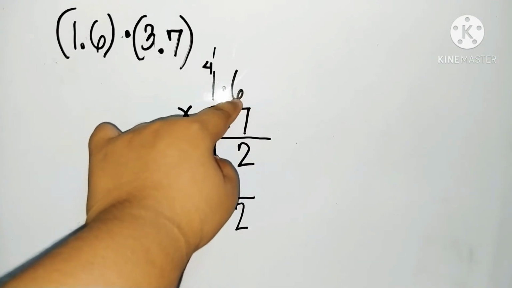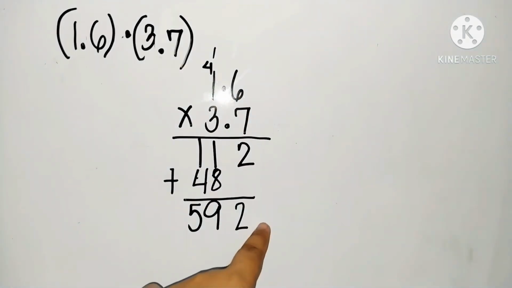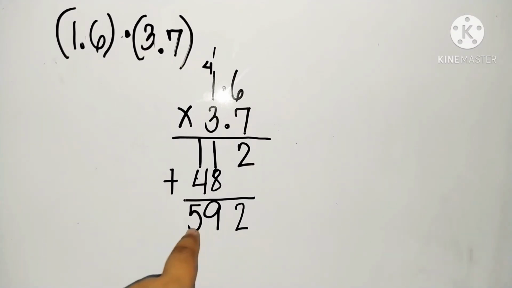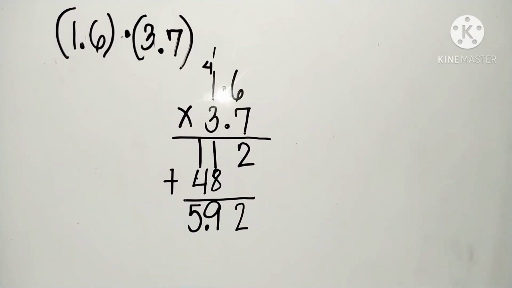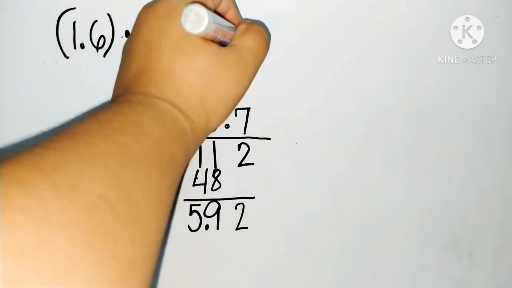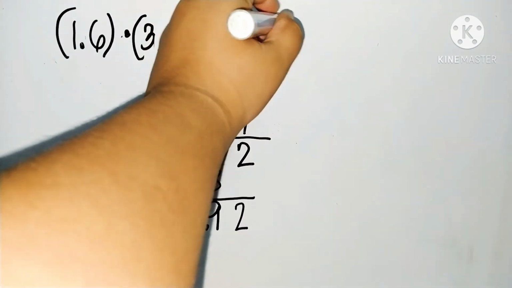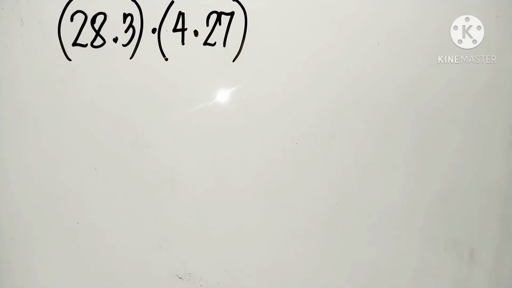So, ilan ba yung mga numbers na nasa right ng decimal point? Doon sa ating multiplicand at saka nasa multiplier. Sa case na to, we have 6 and 7. So, isa, dalawa. So, ang gagawin din natin, from right, we are going to count steps to the left. So, magiging 1, 2. So, therefore, ang magiging decimal point natin ay nandito. Which means that our answer to this problem is 5 and 92 hundredths. Let's try 28 and 3 tenths times 4 and 27 hundredths.